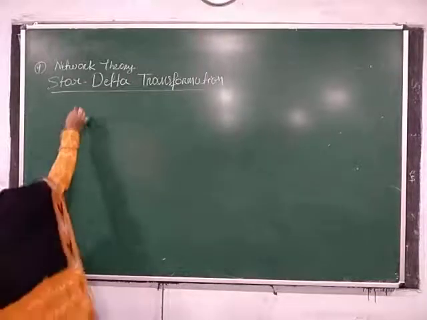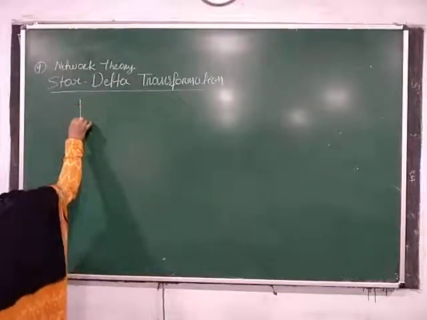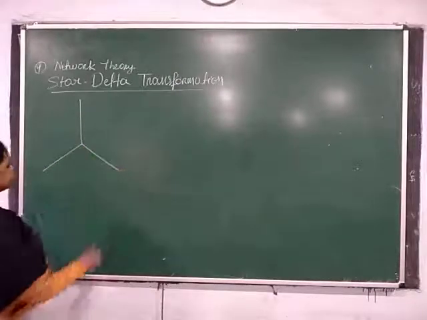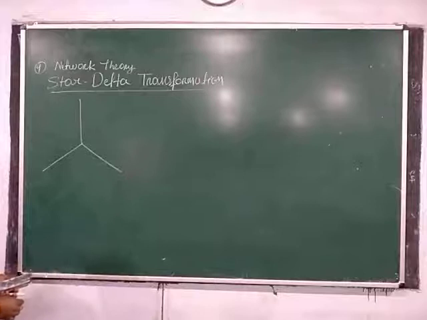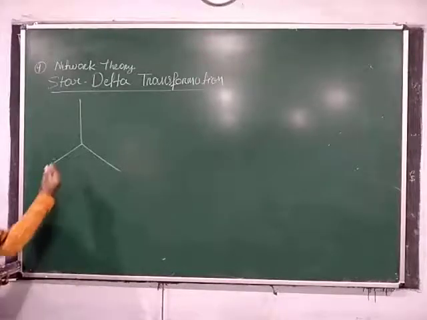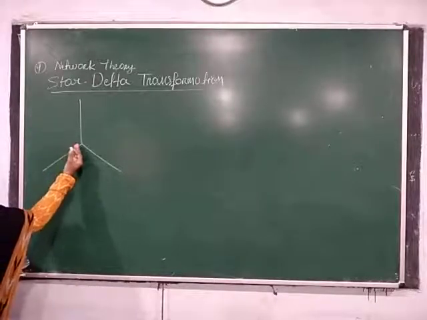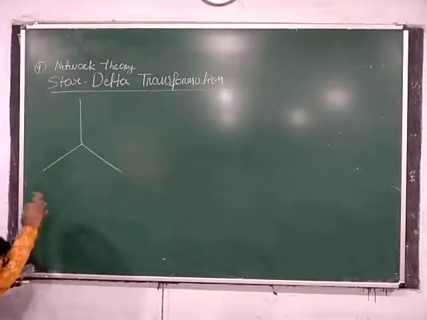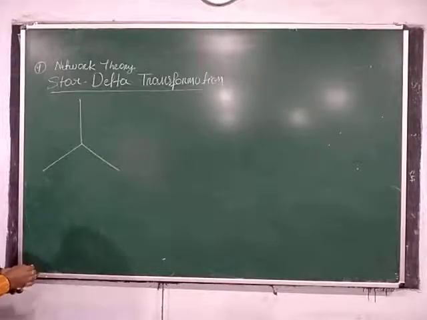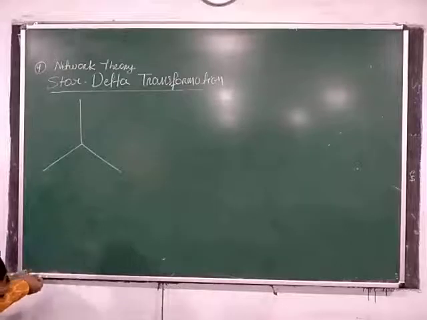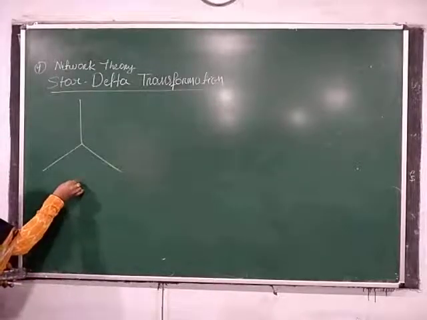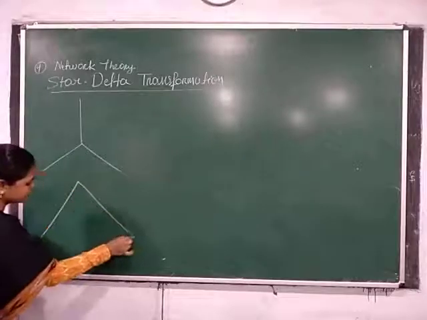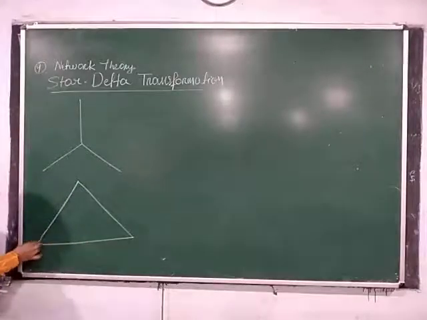Star looks like the English letter Y. And delta is just the reverse of the Y, the English alphabet Y. And delta looks like a mathematical operator del. Clear?